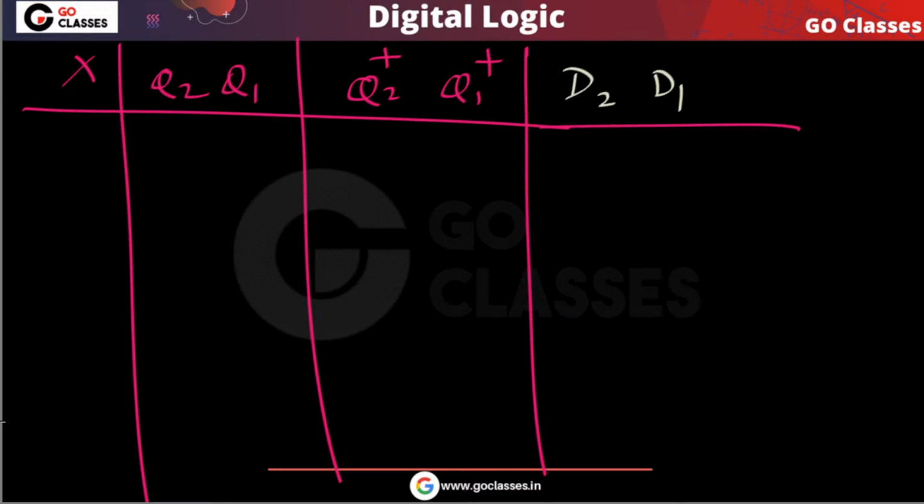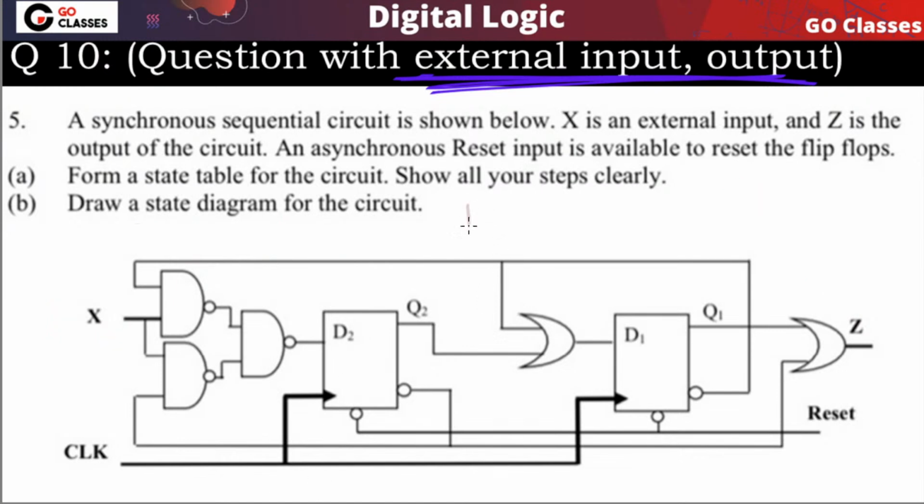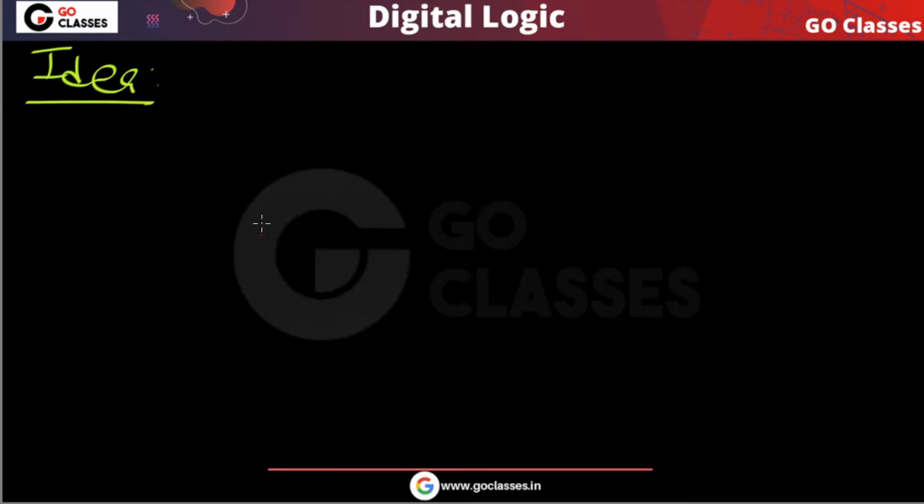So the same analysis we need to do. Remember, there is nothing changed here. First you tell me what is d2. Just tell me what is this d2. Remember, this is NAND followed by NAND. What is this NAND circuit?